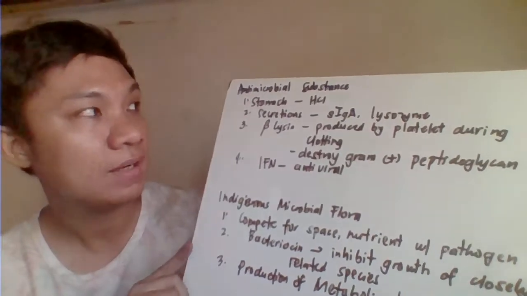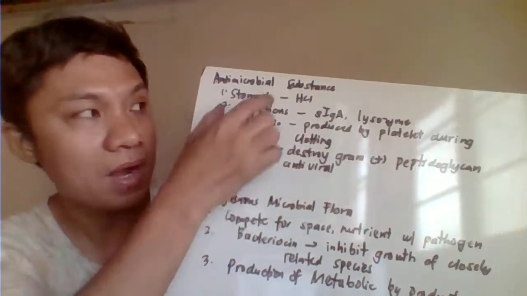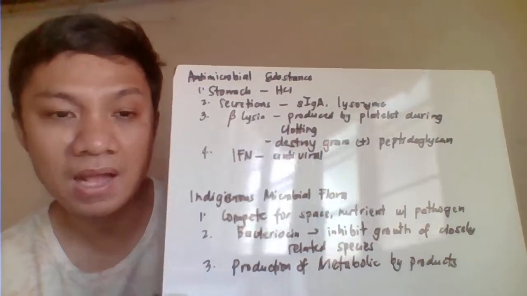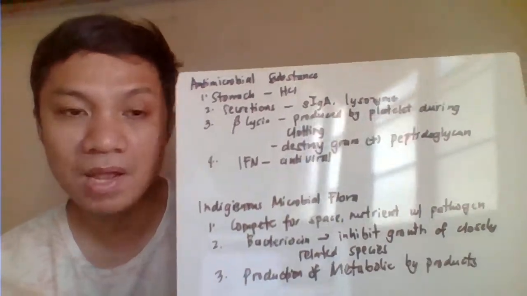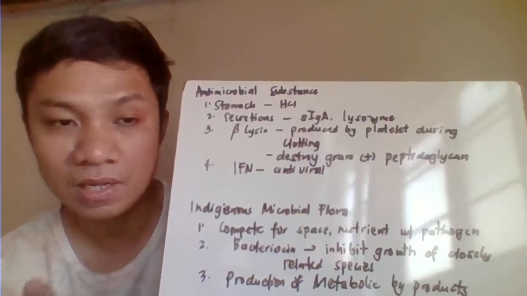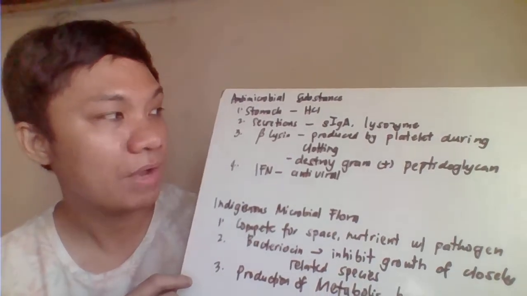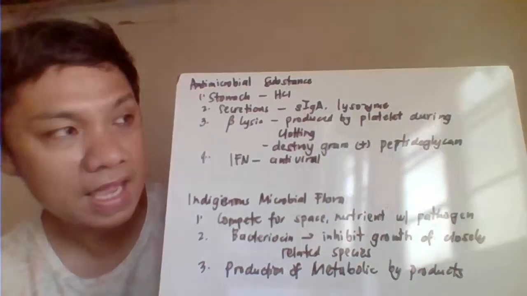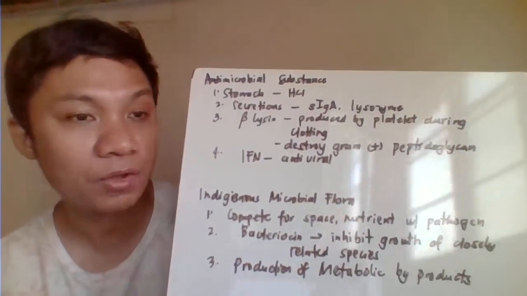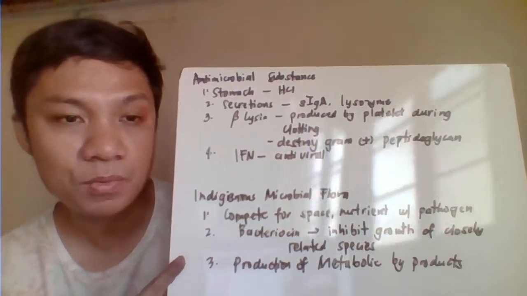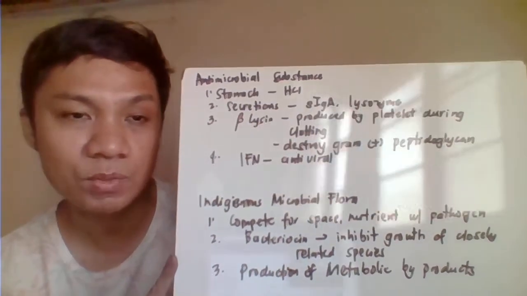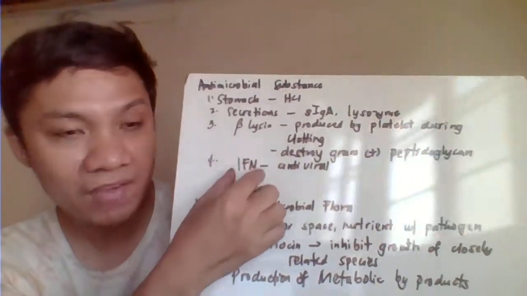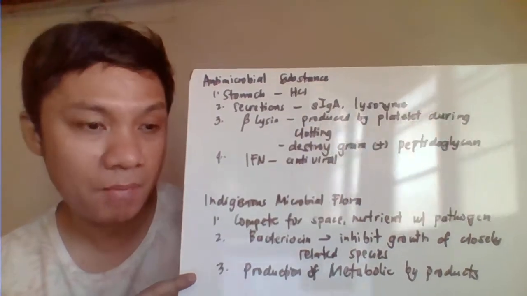Then we have your antimicrobial substances. Your stomach produces hydrochloric acid that tries to maintain your stomach as a sterile site, except for Helicobacter pylori, which could resist the acidity of your stomach. We also have the secretions, our body fluids, which contain secretory IgA and lysozymes, which again have antimicrobial property. Beta-lysine is produced by our platelets during the clotting process, and it tries to disrupt the gram-positive peptidoglycan. Interferon has antiviral property.